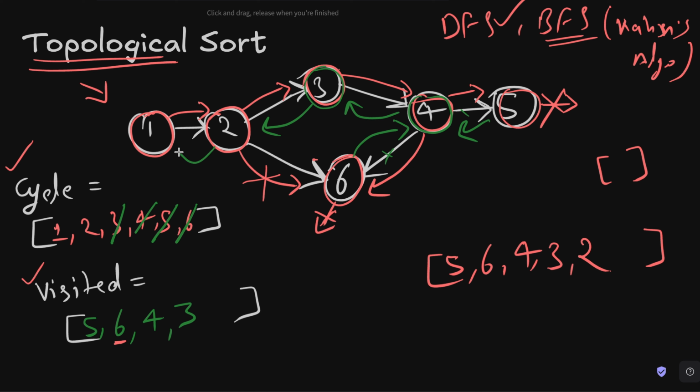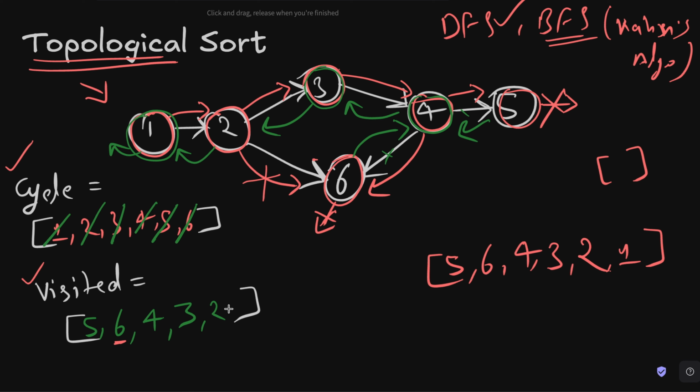Now we can go back from 2 to 1, and while we are going back, we will remove 2 from the cycle and we will add it in the visited. And now on the 1, we again don't have any more dependencies or any more outgoing edges. So we will simply add it in the topological sort here. And if we go back now, we are simply terminating our DFS call. So we will simply remove 1 from the cycle and we will put it in the visited.